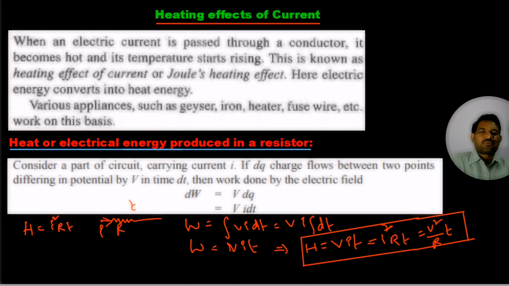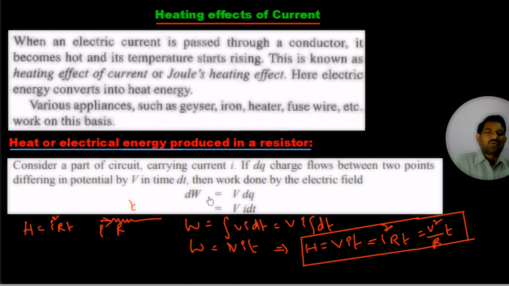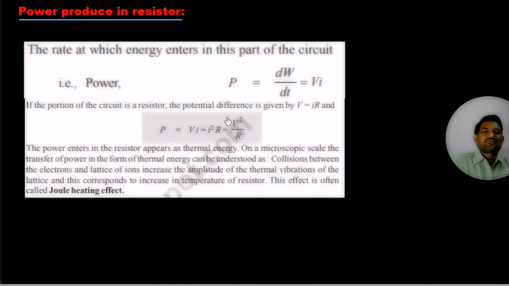Similarly, we can discuss the power expression. You know the definition of power: power is the rate of heat produced, or the rate at which energy enters the circuit. So power we can write as dq by dt, which is VI, using our dW expression: dW is VI into dt, and dW by dt is VI. Now, using Ohm's law, V equals IR, we can write the power expression in three different forms: either VI, or I square R, or V square by R. So that is the power expression.